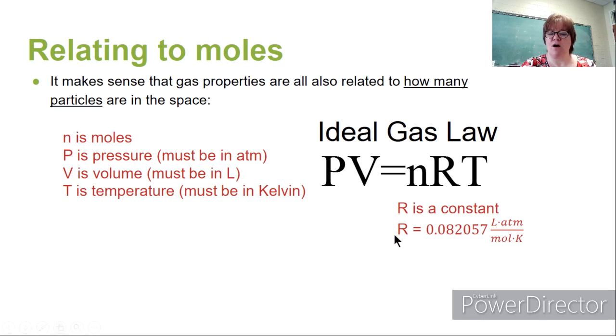So the R, and there are various different values, but the one we're going to be using in our course that works well with the units for pressure and volume and temperature is 0.082057 liter atmospheres per mole Kelvin. Typically we use 0.0821, sometimes it's 0.08206, depending on how much precision we need in the calculations, but often 0.0821 is the value that we'll use. We'll round it off to the fourth decimal place.